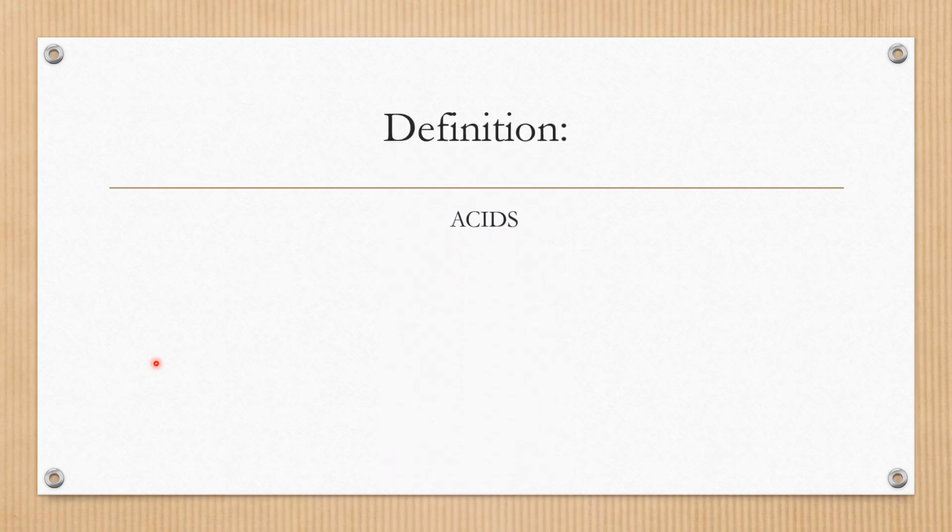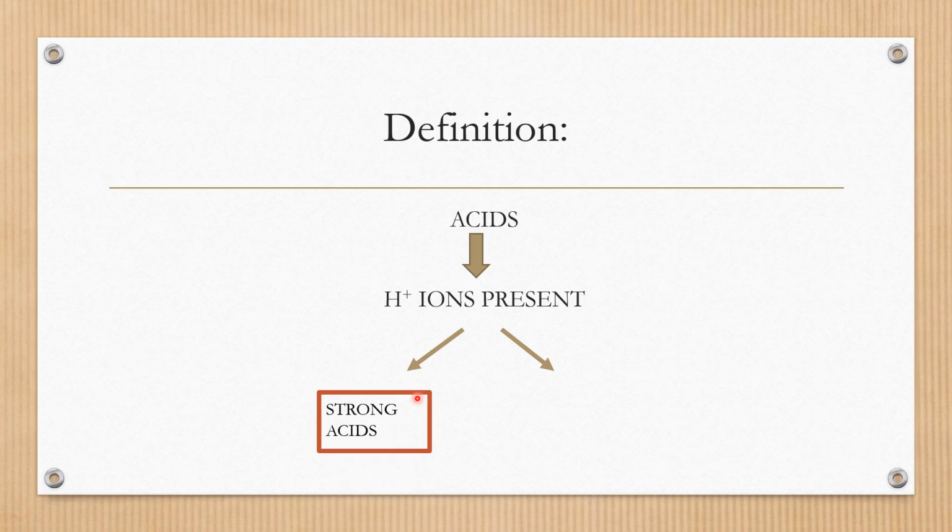Let us sum up what we saw in the previous slides. According to the Arrhenius concept, acids are those which produce H plus or hydronium ions, that is H3O plus ions. Acids are divided into two types, strong acids and weak acids. Strong acids are the ones which completely ionize and produce a high concentration of H plus ion. The examples of strong acids are HCl, H2SO4, HNO3, etc.